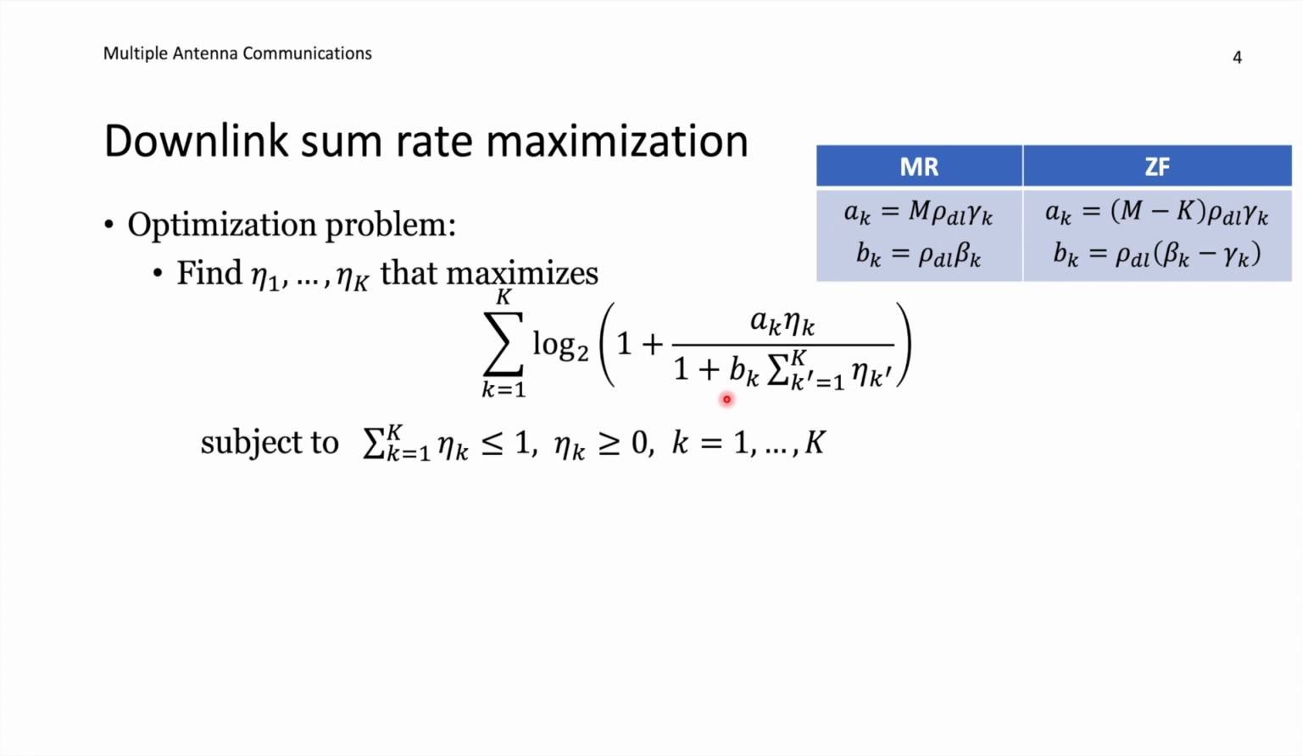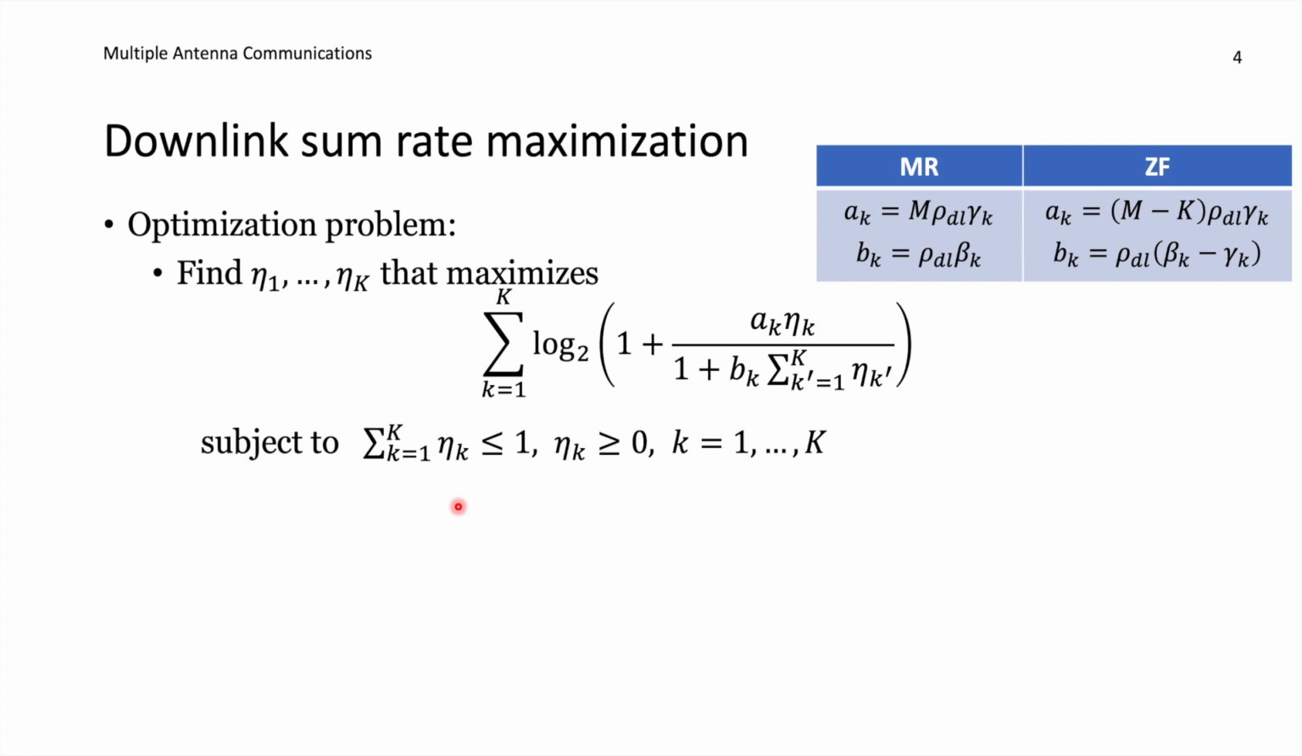And this B_k term is then multiplied with the summation over all of the power control coefficients. So this is the expression that we would like to maximize with respect to our power control coefficients. And we cannot just select any power control coefficients, because these are telling us how we are taking our total power and dividing it between our users in the downlink. So the sum of these parameters should be smaller or equal to 1, where 1 means that we are using all our power. And eta k should also be greater or equal to 0, because we cannot allocate less power than 0 to a particular user. So this is our optimization problem that we want to solve.